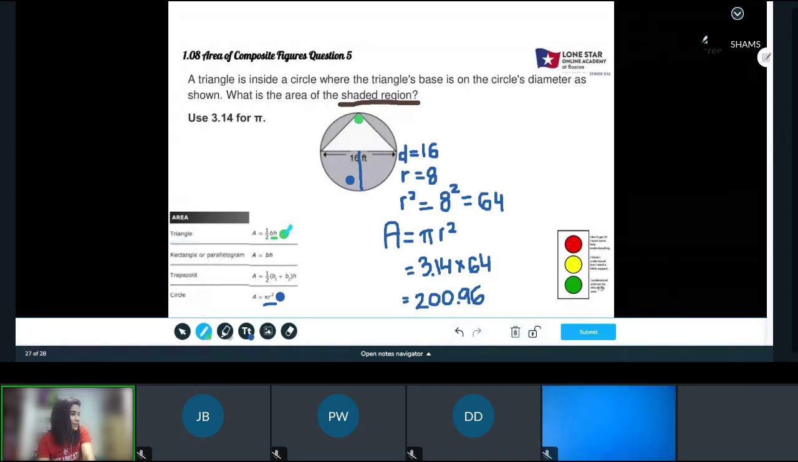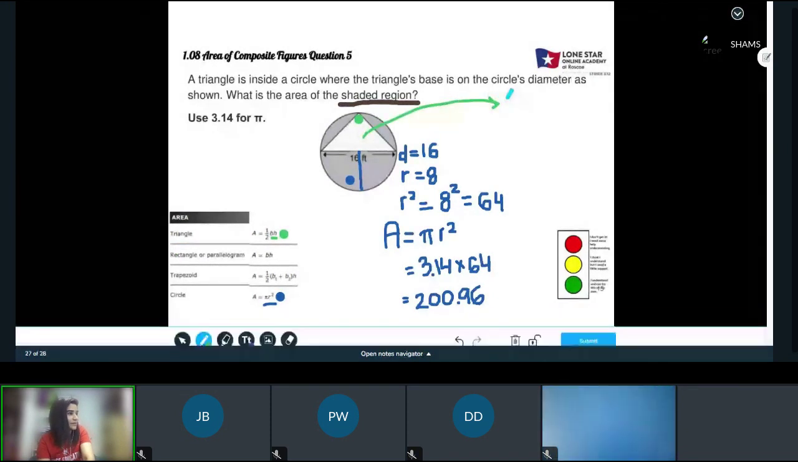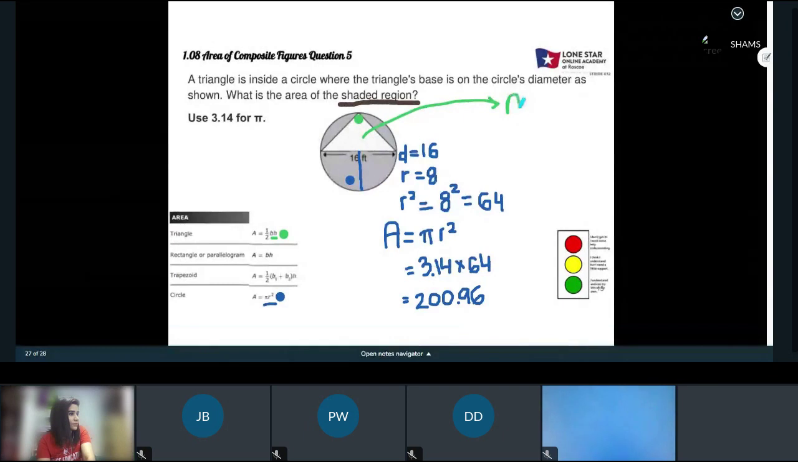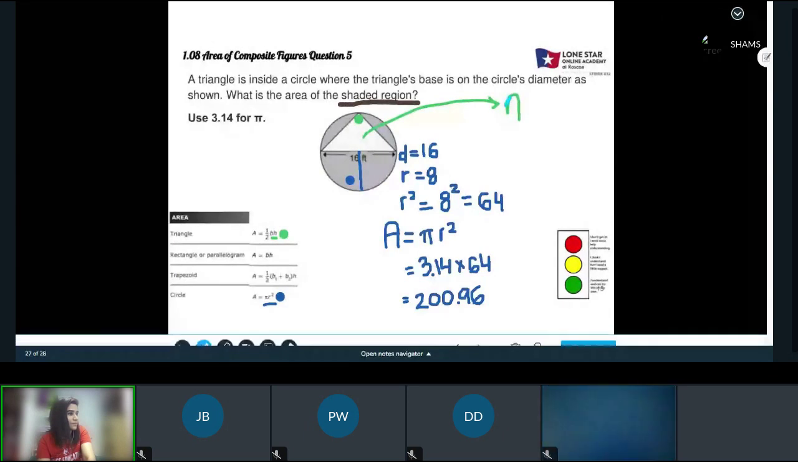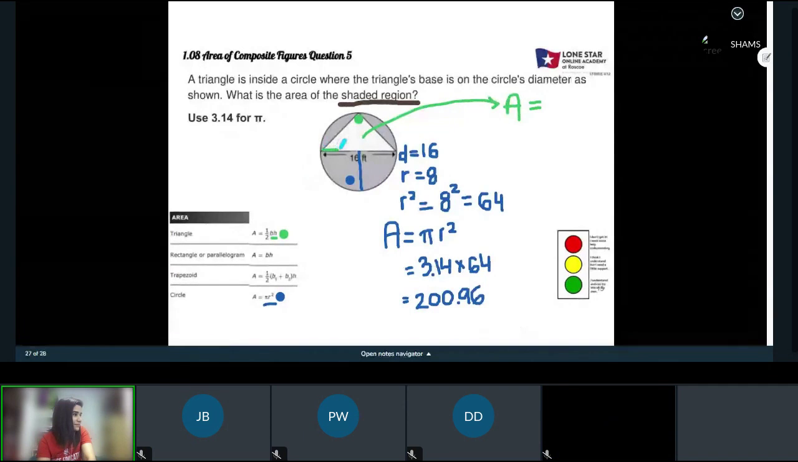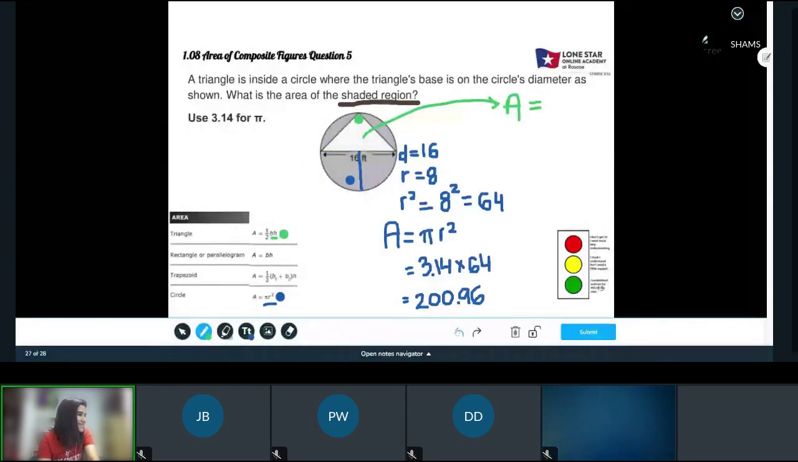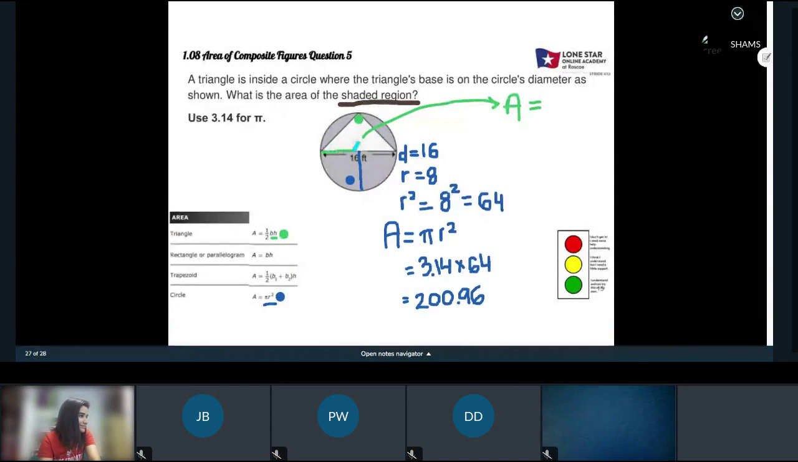For the area of the triangle, I will do base times height and divide that by 2. So base for the triangle is 8, right? This is the base of the triangle. Oh, sorry, not 8, 16. Base of the triangle is going to be 16.